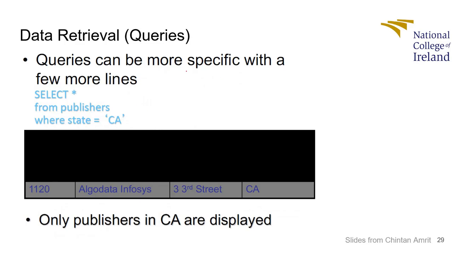And you can make your queries even more specific. Here, we're selecting all columns from the publishers table where the column state is California. So now we only show publishers in California.